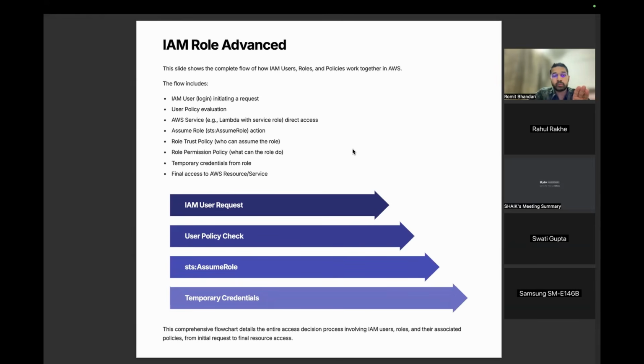Now Lambda needs two things. It would need permission to assume the role, and then the actual role permission policy would need to have permission for it to access whatever resource we are trying to access. So we started with an IAM user, then we went to another resource which needed to have both role trust policy and role permission policy to access a third resource like S3. That's how this works.